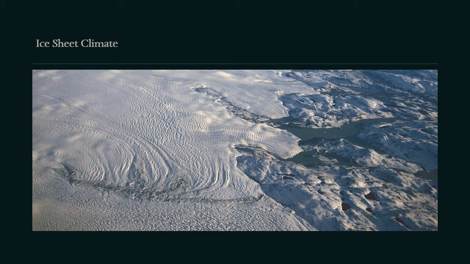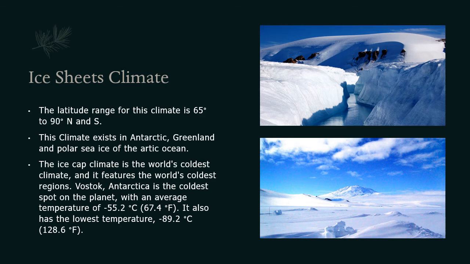The third climate on my list is the ice cap climate. Ice cap climates range from 65 degrees to 90 degrees. This climate exists in the Arctic, Greenland, and polar sea ice of the Arctic Ocean. The ice cap climate is the world's coldest climate, and it features the coldest regions. For instance, Vostok in Antarctica is the coldest spot on the planet with an average temperature of negative 55.2 degrees Celsius. And it also had the lowest temperature recorded over there, which was negative 89.2 degrees Celsius.